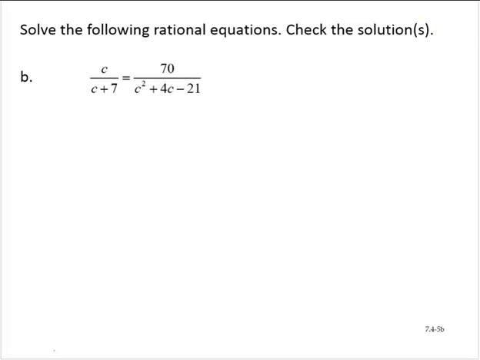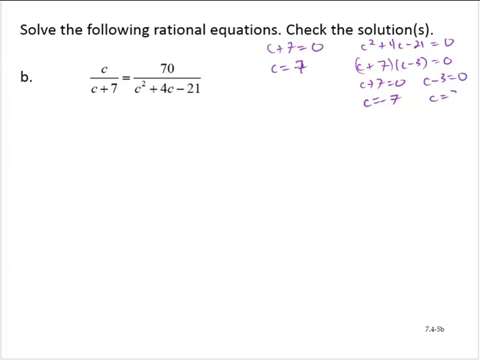Alright, exercise B, we have c over c plus 7 is equal to 70 over c squared plus 4c minus 21. Alright, so let's see. What can we do here? Well, we know that c plus 7 equals 0 if c equals negative 7. So we'll need to exclude that. And we have c squared plus 4c minus 21, and notice that that factors as c plus 7 by c minus 3. So c plus 7 equals 0, c equals negative 7, no new information there. C minus 3 equals 0, so c equals 3.